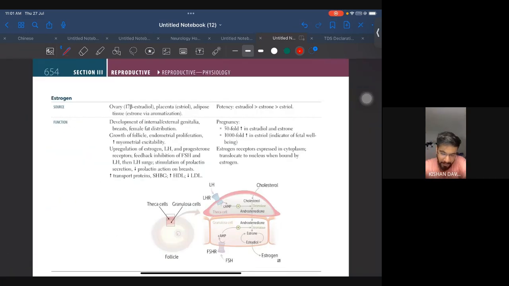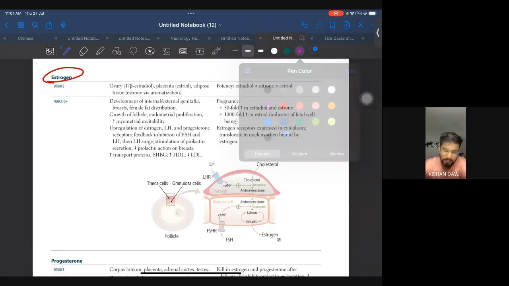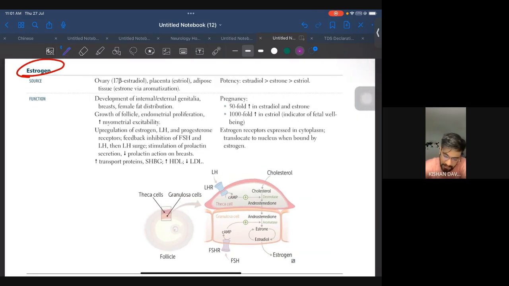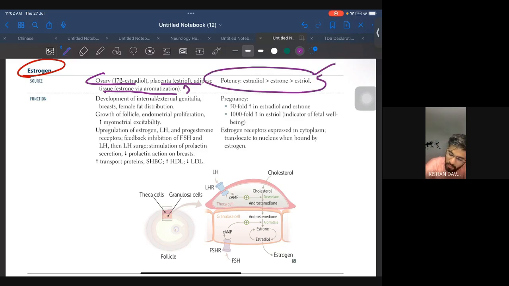Now another one. Coming to the female reproductive hormones, we have estrogen and progesterone. So let's discuss estrogen. Two important points are there. I'll be writing it down, but before that, let's see what is given here. Ovary: 17 beta estradiol. Placenta: estriol. Adipose tissue: estrone by aromatization. These are all the types of estrogen hormones secreted here. For potency, remember that estradiol is the most potent. Just remember this order.